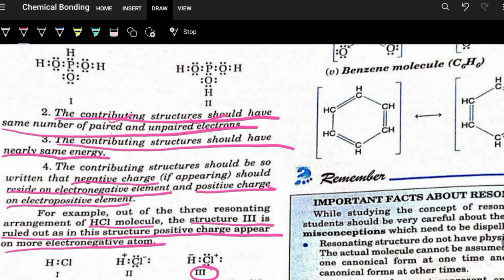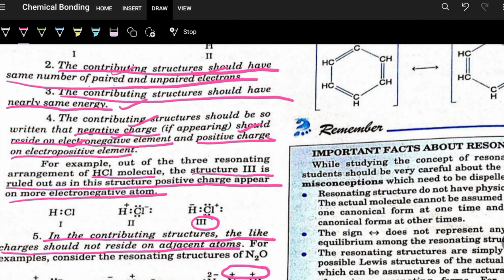The contributing structures should have nearly the same energy, and should have a negative charge over the more electronegative element and a positive charge over the more electropositive element. That means if any atom that is more electropositive gains a negative charge and an electronegative element gains a positive charge, that resonating structure or canonical form is considered to be less stable and less probable.